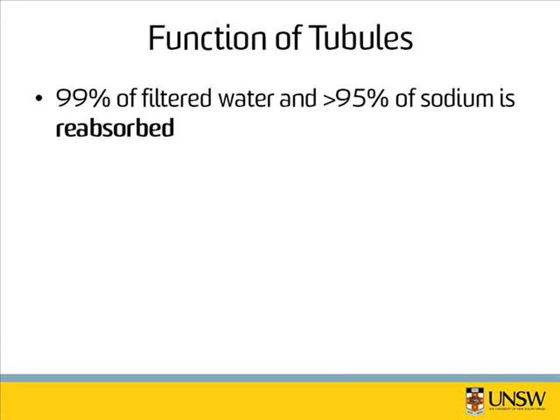So we don't wee out 180 litres per day because our tubules reabsorb about 99% of the filtered water. So then, how much urine do you think an average adult will pass per day?